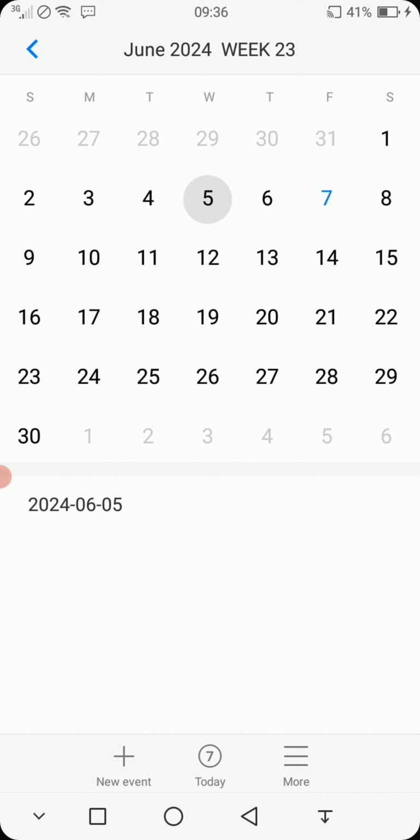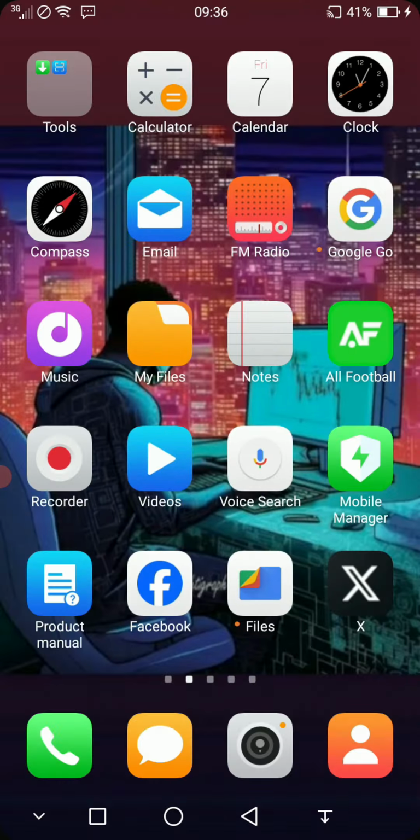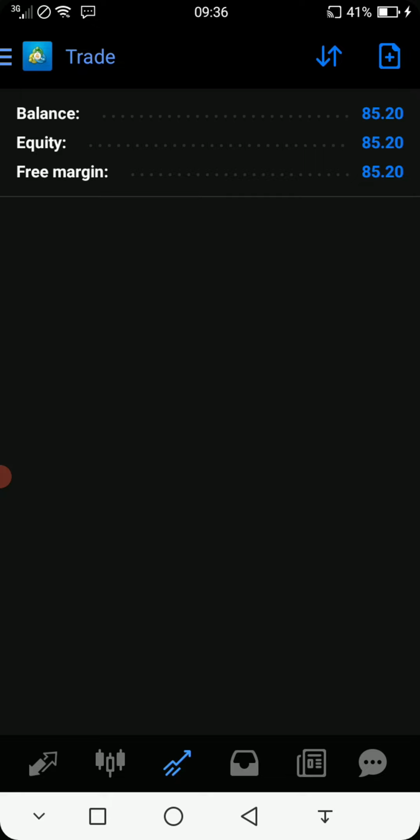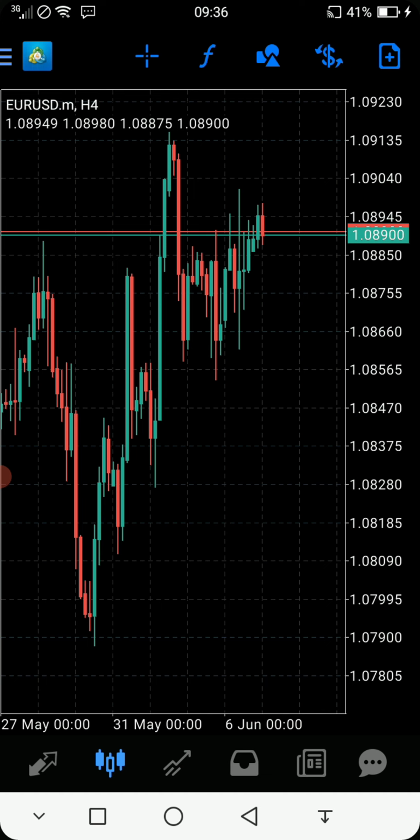Okay, as you can see, today is Friday the 7th, June 2024. So yeah, let's get to the charts now. Looking at this, as you can see, guys, we were almost at 200 US dollar, but I took a big loss. I took a big loss on GBPUSD and EURUSD.